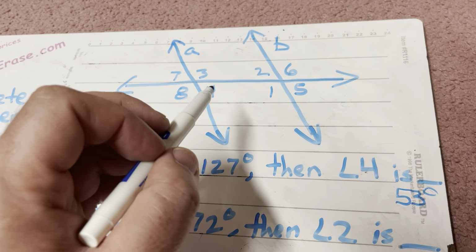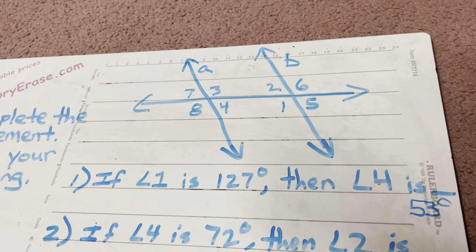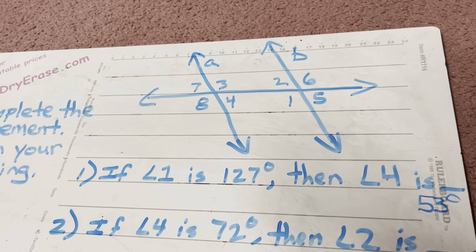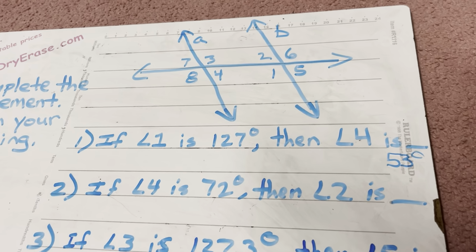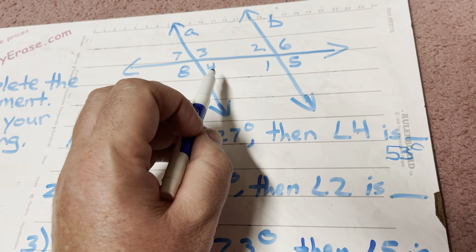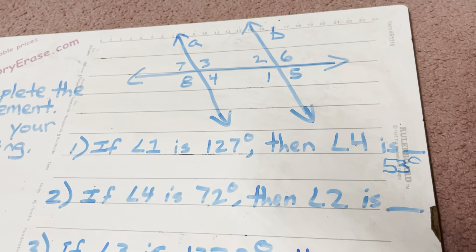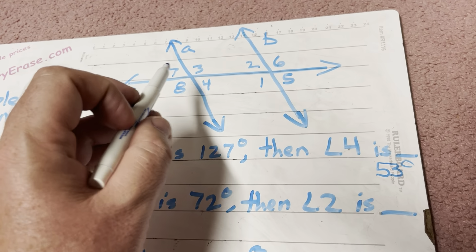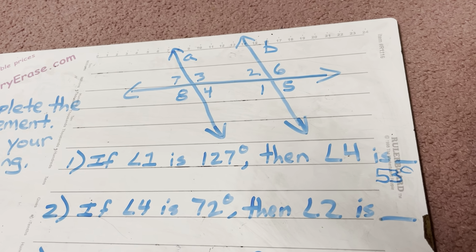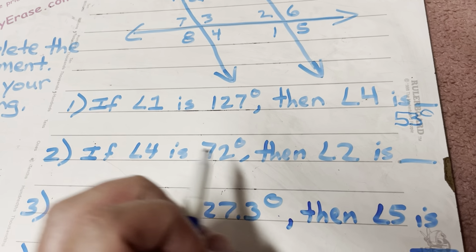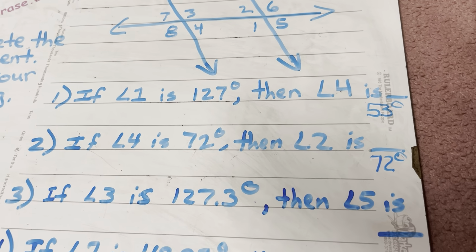So then I also know that because 4 and 7 are opposite, they're going to be equal, or congruent. And since 2 and 5, 1 and 6, and 3 and 8 are all opposite of each other, they're going to be congruent with each other. So if angle 4 is 72 degrees, then angle 7 is also going to be 72 degrees. And if angle 7 corresponds with angle 2, then angle 2 is also going to be 72 degrees. So if angle 4 is 72 degrees, then angle 2 is 72 degrees.